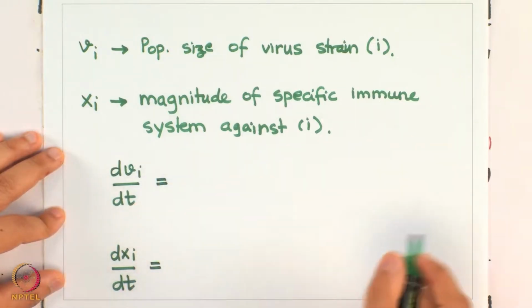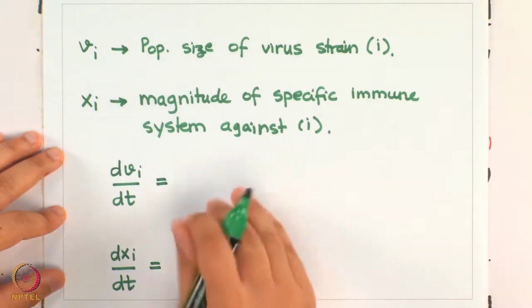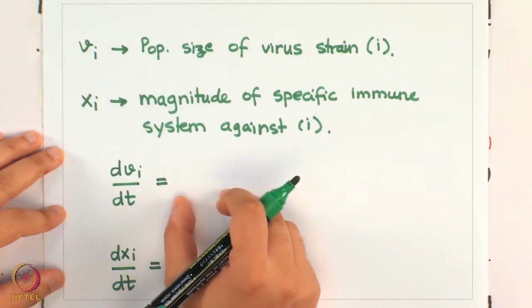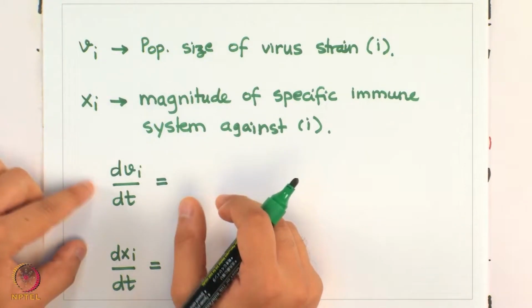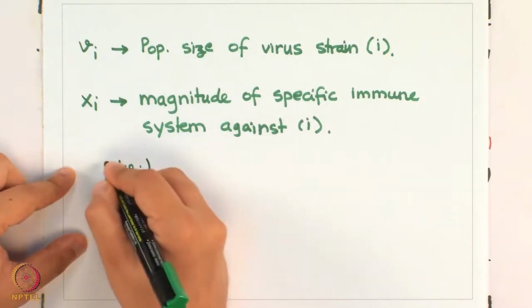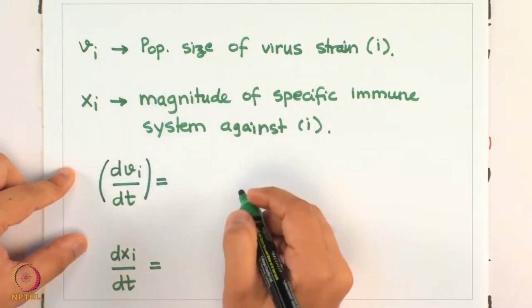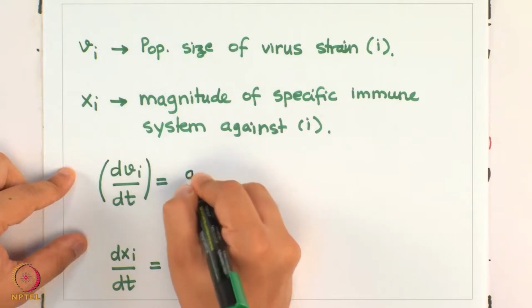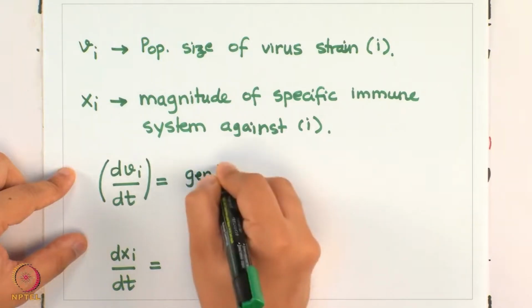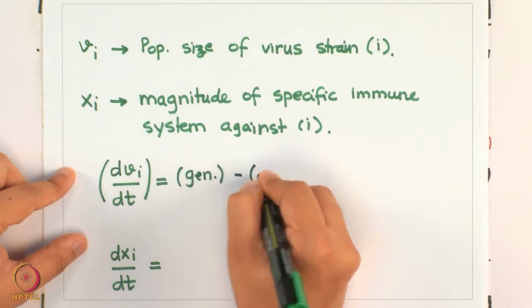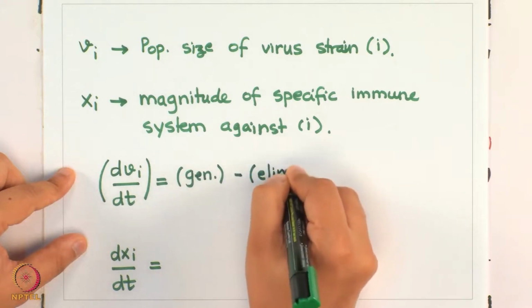So, we are going to try and give forms to these. So, first is the rate of generation. The virus numbers of this strain i are going to change by the rate at which this is being generated minus the rate at which it is being eliminated.